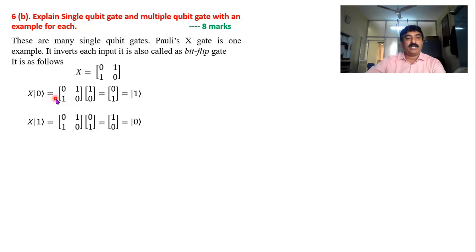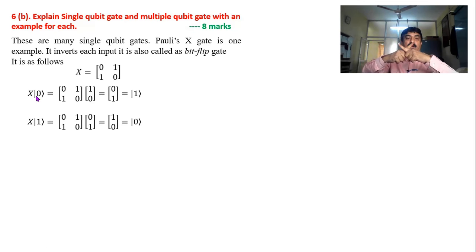By now you are already familiar with this. X ket 0: X is the matrix 0 1 1 0 and ket 0 is 1 0. Multiply, and finally you end up with 1. So when X operates on 0, you get 1. Similarly, when X operates on 1, you get 0. Got it? So X will take 0 to 1, 1 to 0.